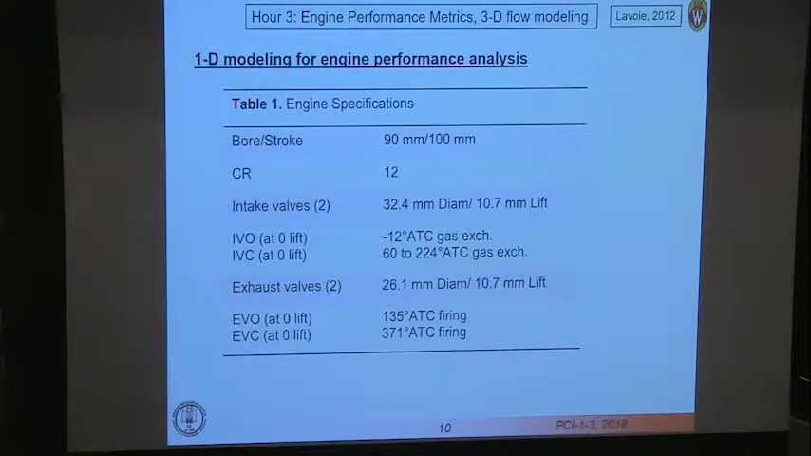Okay, so I'm going to recommend, if anyone's really interested in this topic, that you read this paper in the International Journal of Engine Research by George Lavoie and others, where they basically assumed a particular engine. It's a light duty, like a typical gasoline engine, 90 millimeter bore to 100 millimeter stroke. Compression ratio of 12. You see the intake valves here, intake valve opening times and so on, exhaust valves and their timing. So this was an engine that they took as their baseline engine.